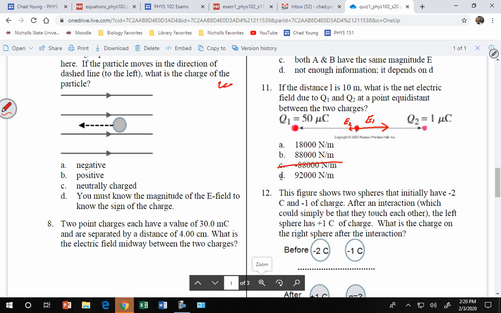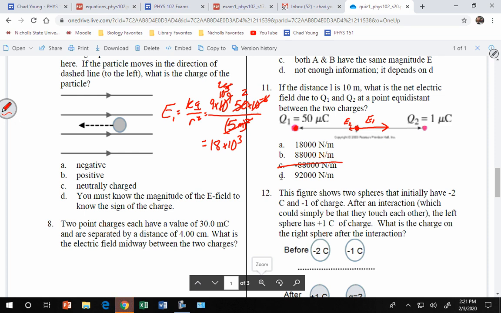And then if I want to know the net electric field, I can calculate E1, which is kQ over r squared. I'll show you an easier way to do this in just a second. 9 times 10 to the 9th. Q was 50 times 10 to the minus 6, divided by the distance, which is 5 meters squared. That's 25, so that gives me 2. That cancels and gives me 10 to the 3rd. So it's 118 times 10 to the 3rd.